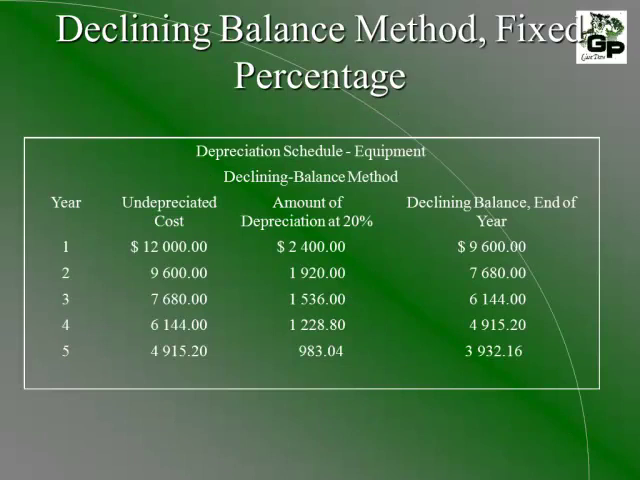Let's take a look at the depreciation schedule for equipment using the declining balance method. In the first year, everything looks the same as it did using the straight line method. The undepreciated cost at the beginning is $12,000. The amount of depreciation at 20% is still that $2,400, which is 20% of $12,000. The difference between $12,000 and $2,400 is $9,600, which is the declining balance for the end of the first year. This looks the same as it did using the straight line method.